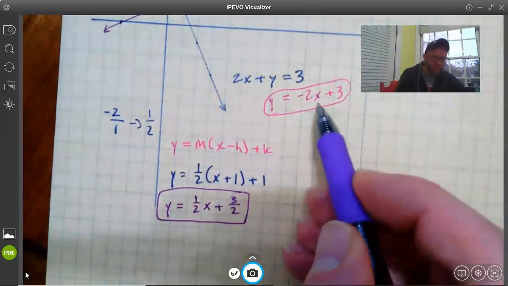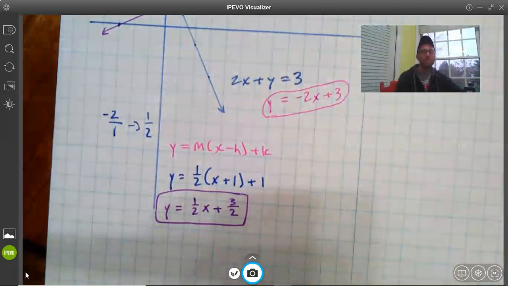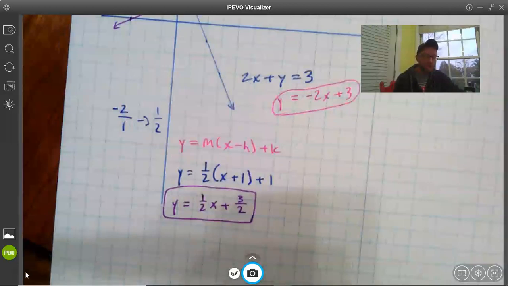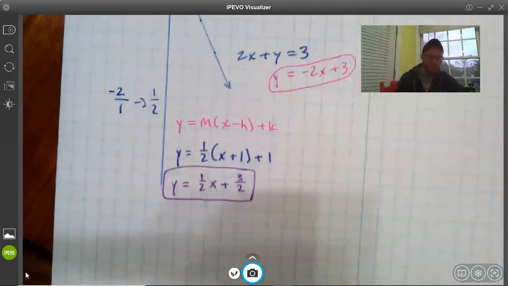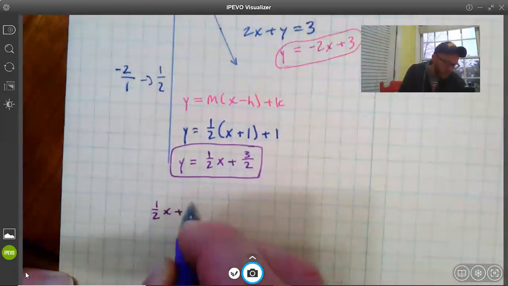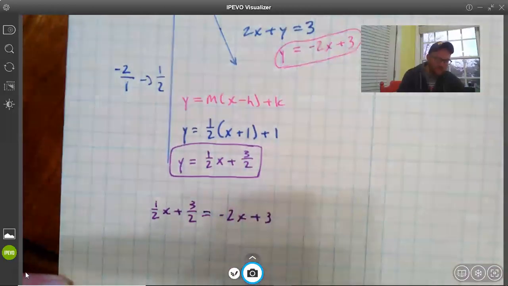And as usual, we're going to take the mx plus b part of this equation, and the mx plus b part of this equation. We're going to put them together, say they're equal to each other. And then we're going to solve for x. That'll give us the x coordinate for our point of intersection. And then we're going to take that x value and plug it into one of the equations, both if we want to be extra sure, and get a y value for our point of intersection. So let's see. We're going to start out with 1/2 x plus 3/2 equals negative 2x plus 3. So there's our two mx plus b portions.